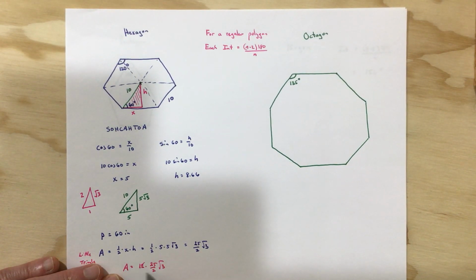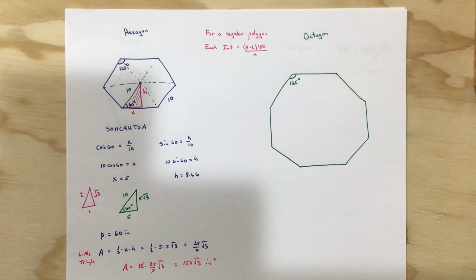Right? 12 over 2 is 6. 6 times 25 is 150. And so I get an exact answer of 150 radical 3 square inches. And that's how I'm going to do all of these. Every single one of these is going to be the same.